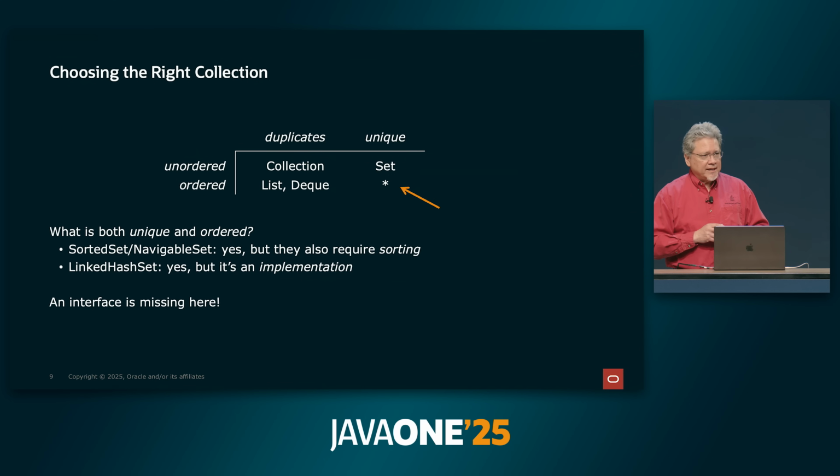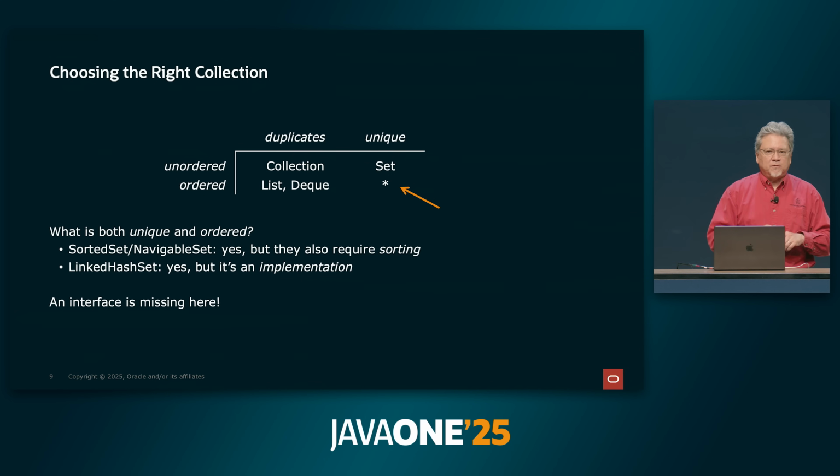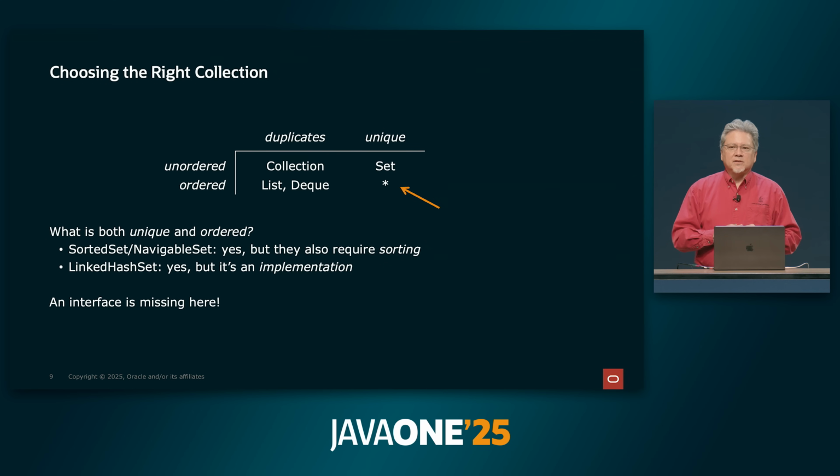Well, there's LinkedHashSet. And LinkedHashSet is a nice thing because it's a set, but if you insert elements into it, then they stay in the order in which you've inserted them. So we say that a LinkedHashSet has its insertion ordered. Okay, and that's nice, and that has this property of being ordered, but also having unique elements. But it's an implementation. There's no interface that corresponds to LinkedHashSet that means this is an ordered collection that has unique elements. So again, an interface is missing here.